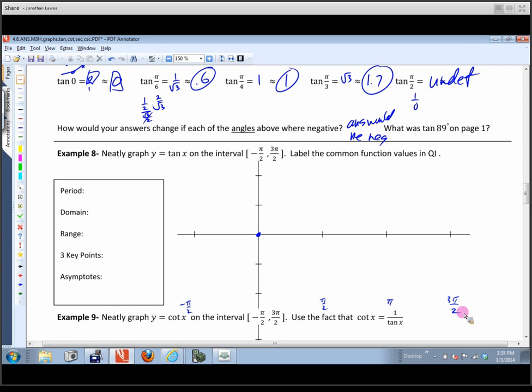Okay, so we've got our graph figured out. And then this is, of course, 1 and 2, negative 1 and negative 2, and so forth. Okay, so if I plug a 0 into tangent, because I'm going to graph y equals the tangent of x, if I plug in a 0, I get out a 0.